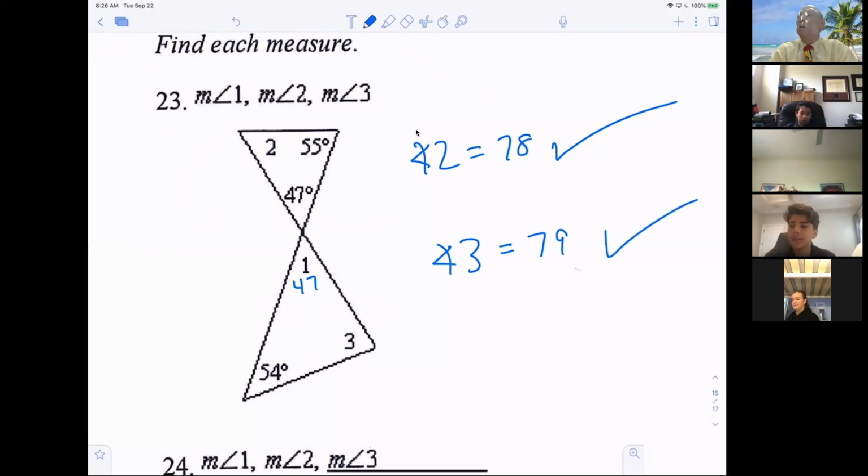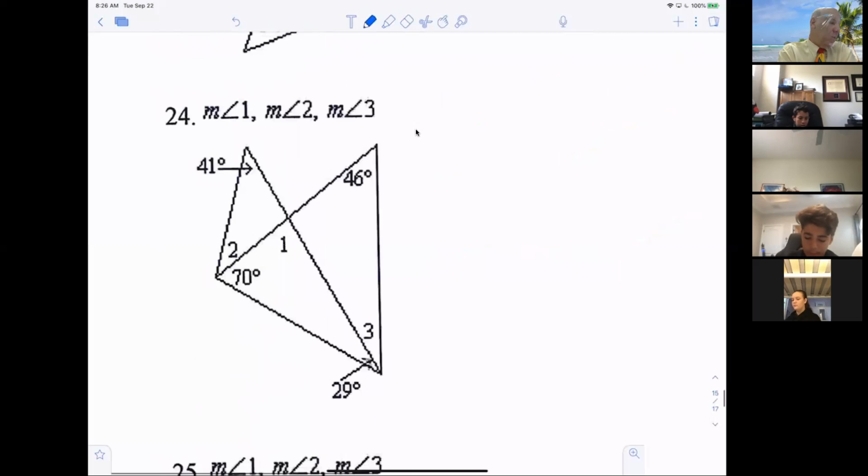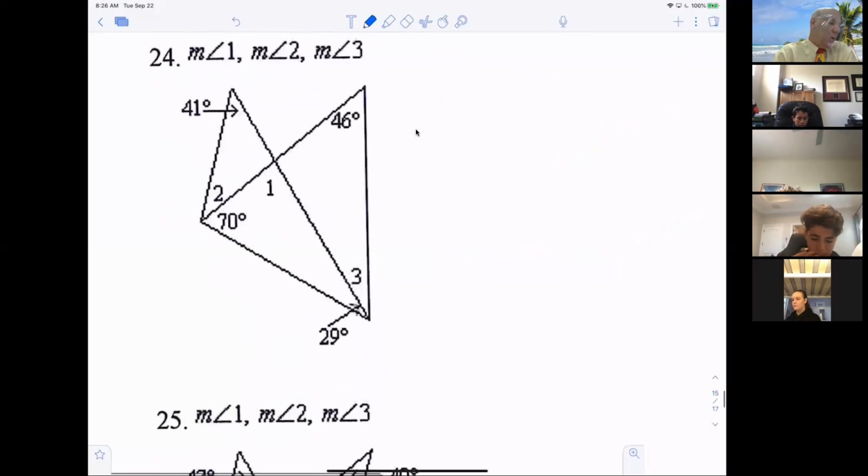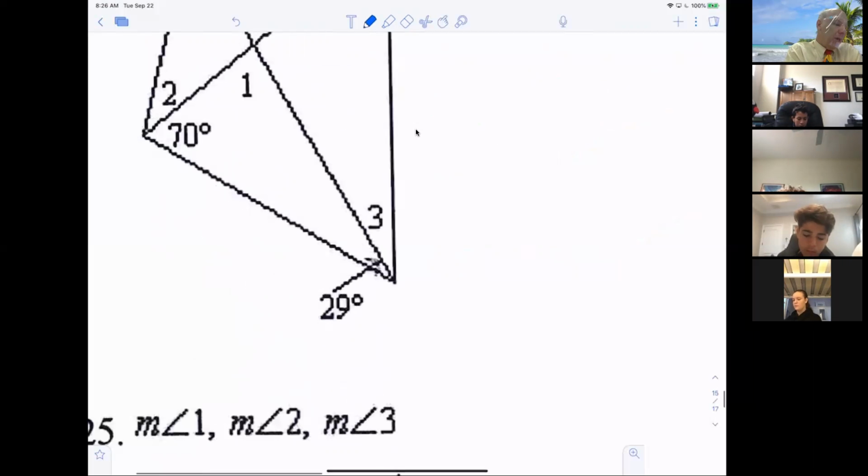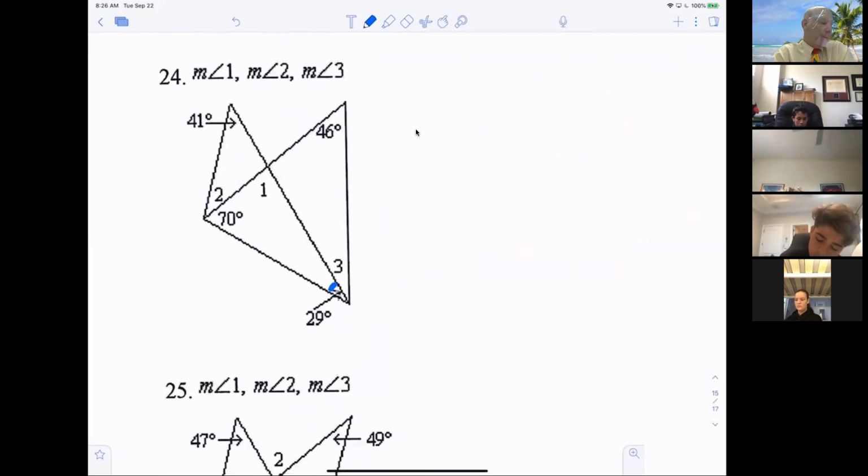All right. Here we go, guys. Anybody else have any issues with that? Any issues? All right, let's check out 24. 29 is this angle right here. It can't be angle 3, right? 29 is this angle. So what is angle 1? Is everybody okay with that? All right, so angle 1 equals 81.